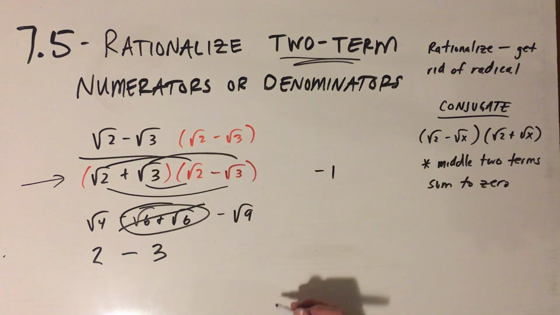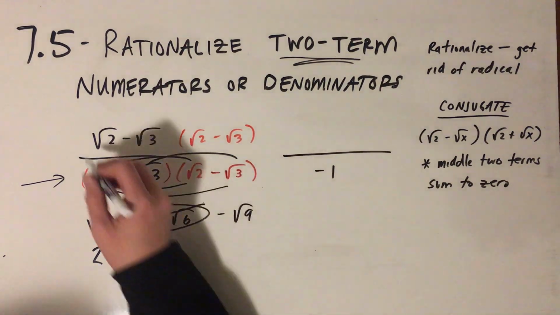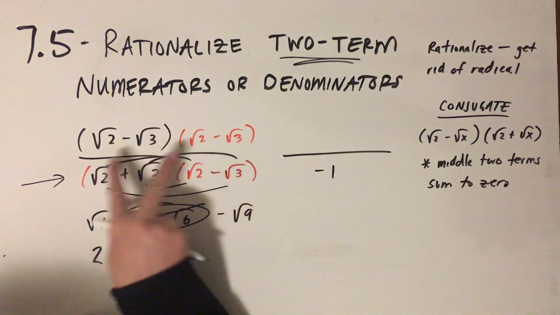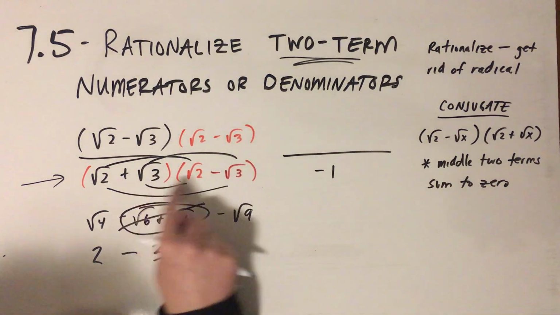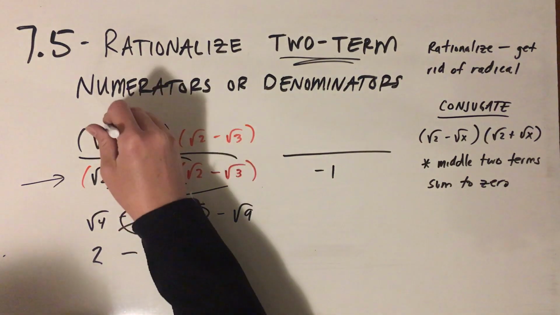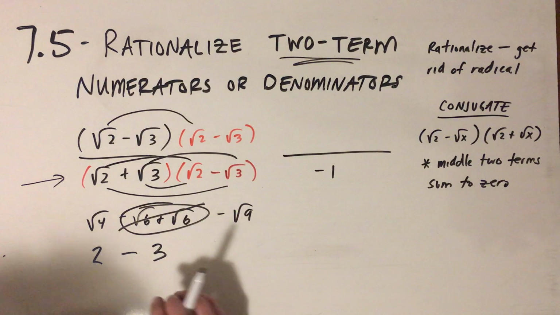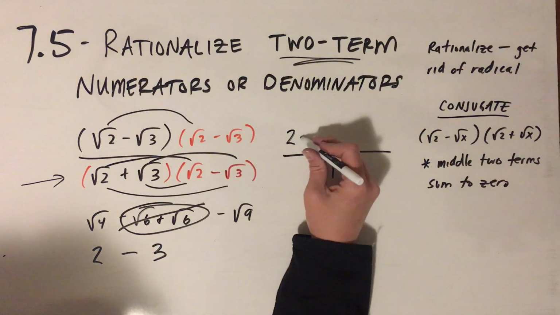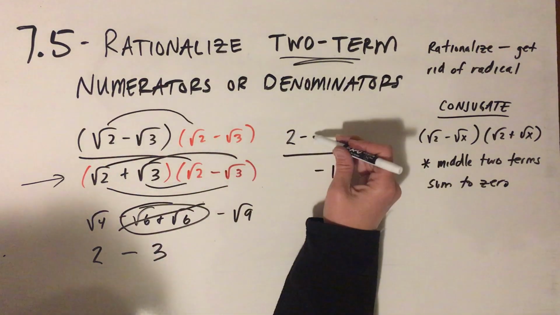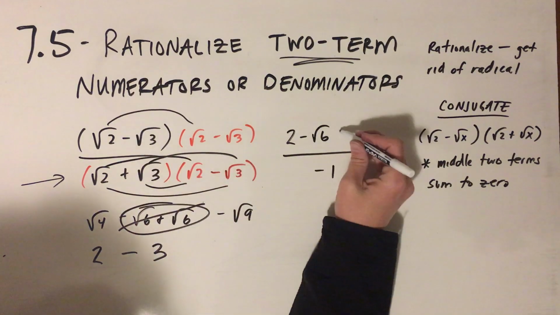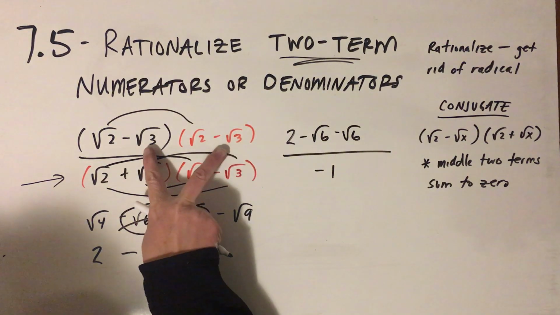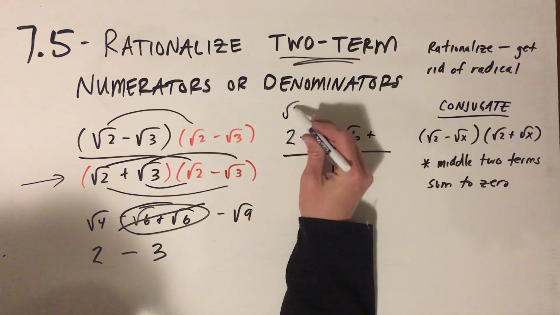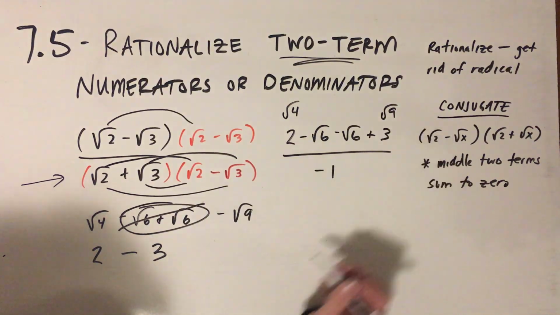Okay. But what do we have on the top? These are not conjugates. This is a binomial squared. I have the same two terms twice, so I have to FOIL these, just like we did down here, but the middle terms aren't going to sum to 0. Let's see what happens. Again, that square root of 2 times the square root of 2 is the square root of 4, which is just 2. Then I get a minus 2 times 3 under the square root, which is 6. I get a minus square root of 6 again, and a plus square root of 9. Square root of 9 is just 3.